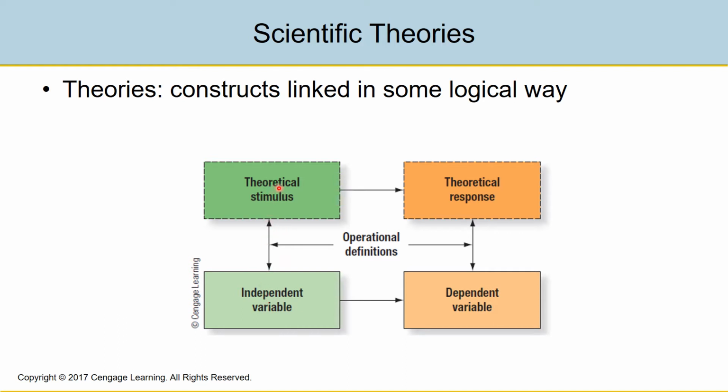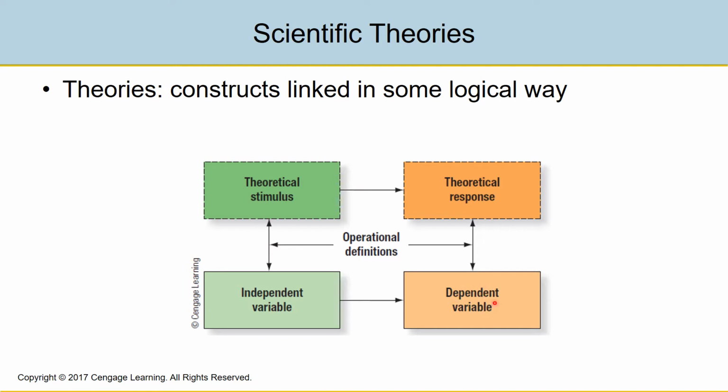We can manipulate the theoretical stimulus, and with our dependent variable, we can measure the effect it had, the theoretical response. Okay? So again, we manipulate our theoretical stimulus and we measure behavior with the dependent variable to see its theoretical response. And if the measures of the dependent variable match what the theory predicted, then we believe we have confirmation of our theory.